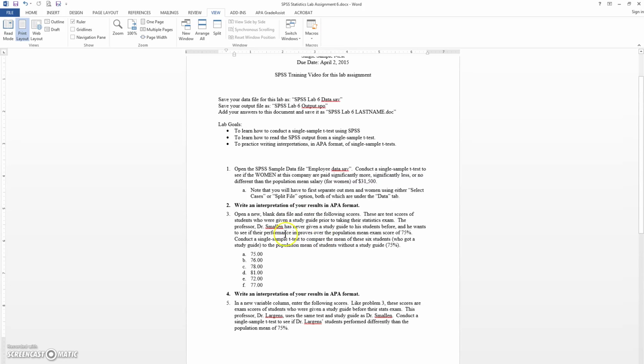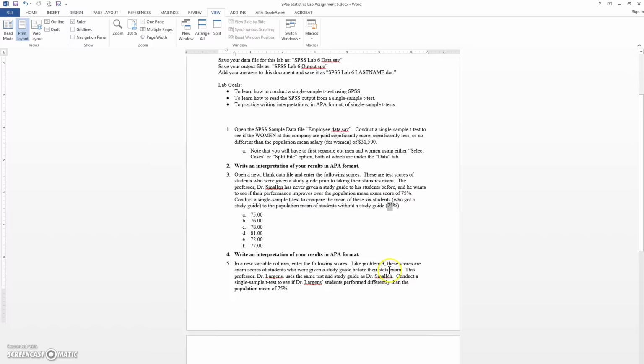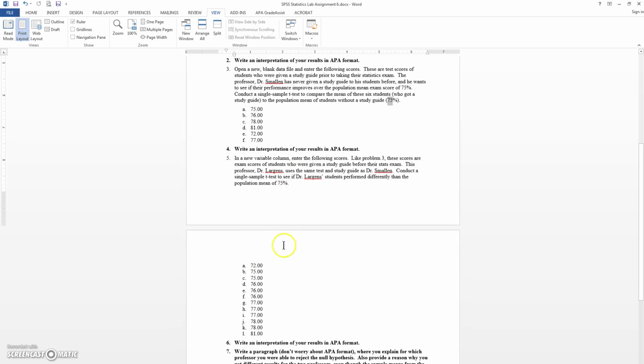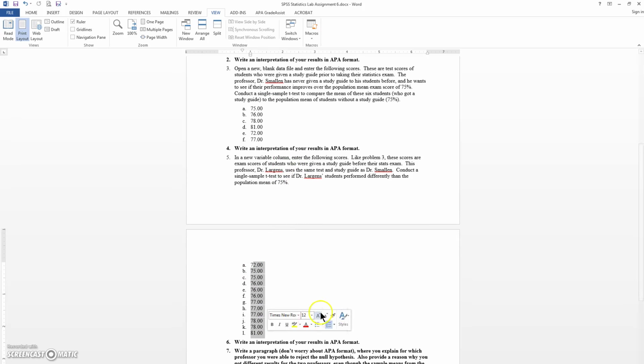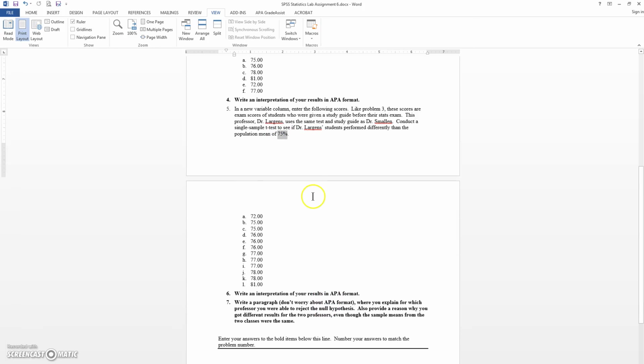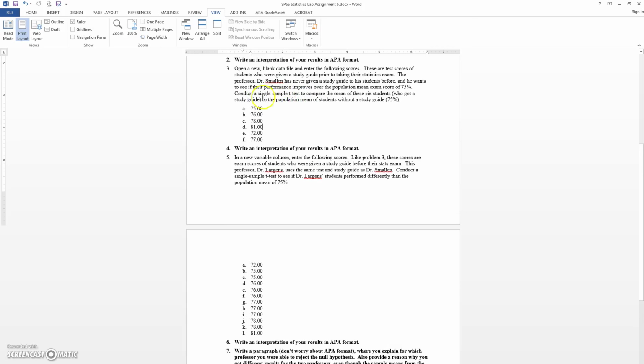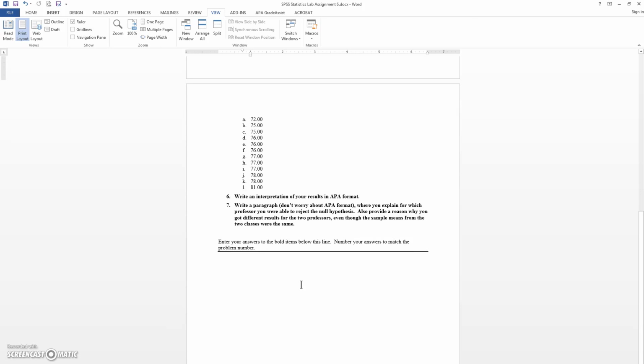Now you have two other problems that you have to do. In this one, you open a new blank data file and enter these scores to see if they are different than this population mean. And then you do that again in a new column, entering these scores and seeing if they're different than this population mean. And then finally, you'll get a difference between those two. Finally, you have to write a paragraph where you explain why, in this case, you maybe did or did not find significance, but in this one, you found the opposite. And that's how to do your SPSS lab for the single sample t-test.